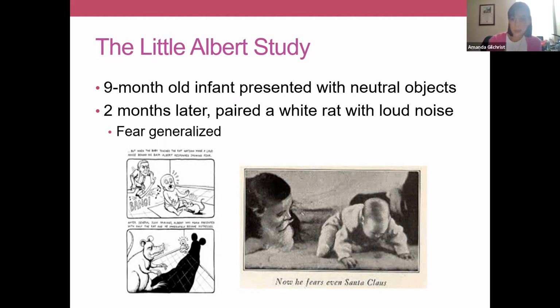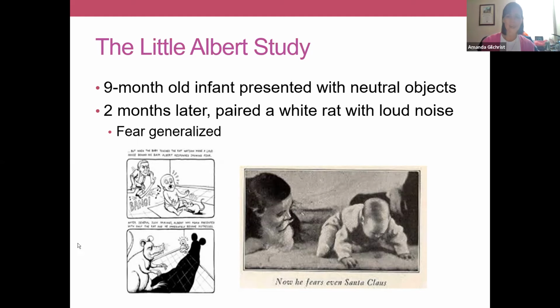And what was especially remarkable is how well little Albert's fear generalized to other types of objects. So they later presented little Albert with things like a rabbit, a researcher's fur coat, and even this creepy Santa Claus mask. And as you can see, now he fears even Santa Claus. And this is an image from the actual study itself.